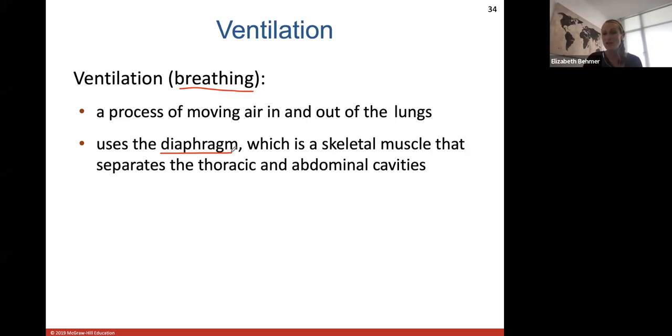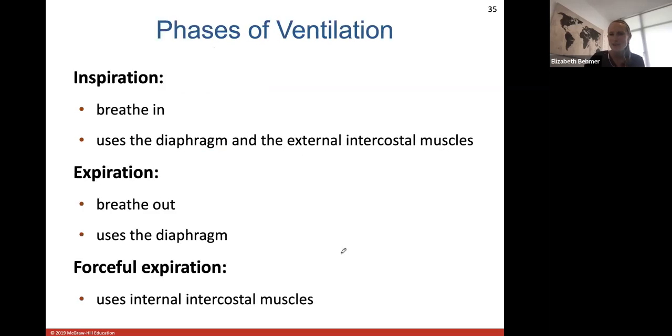The phrenic nerve innervates the diaphragm. So some sorts of toxins and poisons will paralyze the phrenic nerve, and that will mess up the diaphragm, which will most likely cause someone to suffocate. So diaphragm, very important for ventilation. Inspiration is breathing in. It uses your diaphragm and the external intercostal muscles, which are muscles between ribs. And expiration is breathing out, which just uses the diaphragm. But if you do a forceful expiration, kind of like breathing out as much as you can, that will also use internal intercostal muscles, which is another layer of muscles between your ribs.